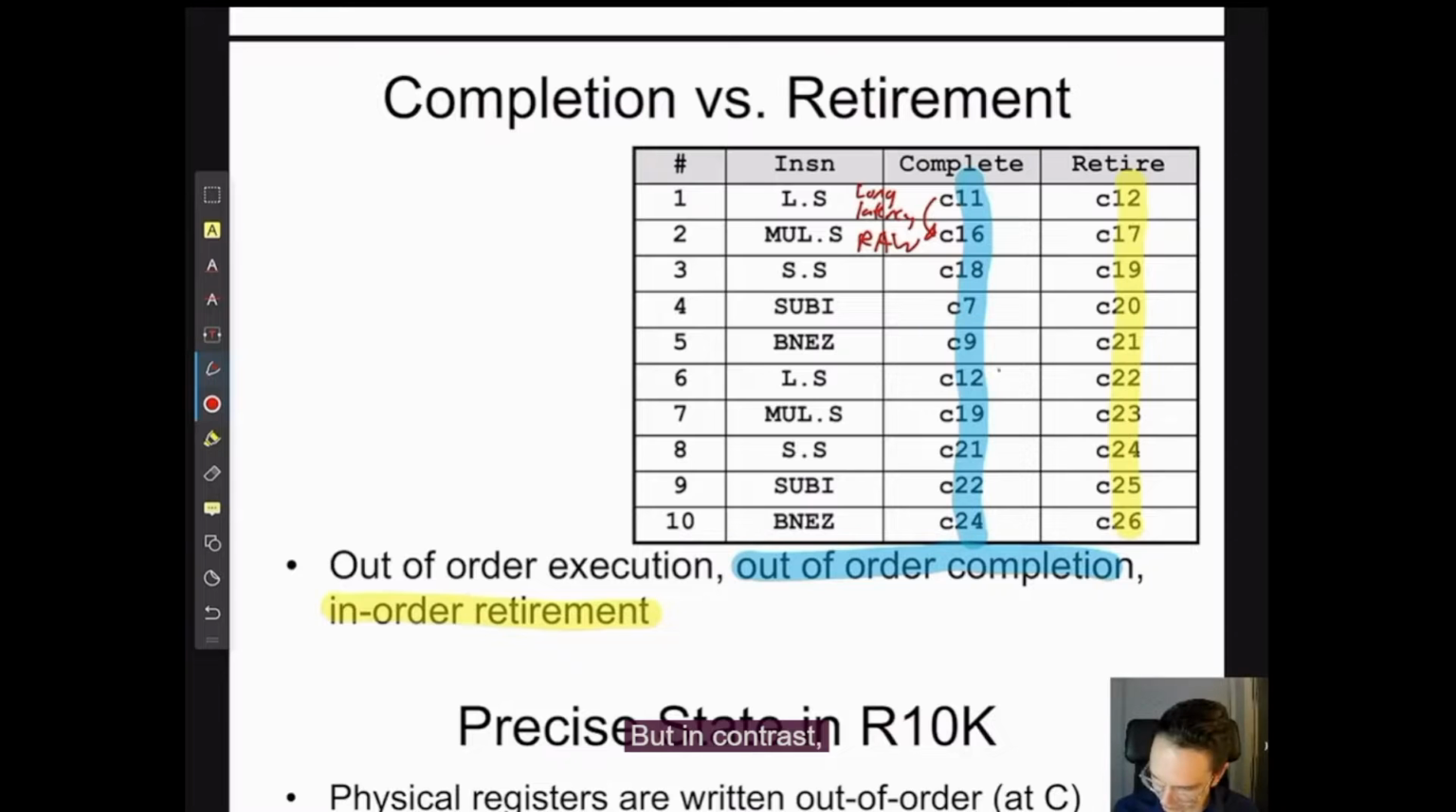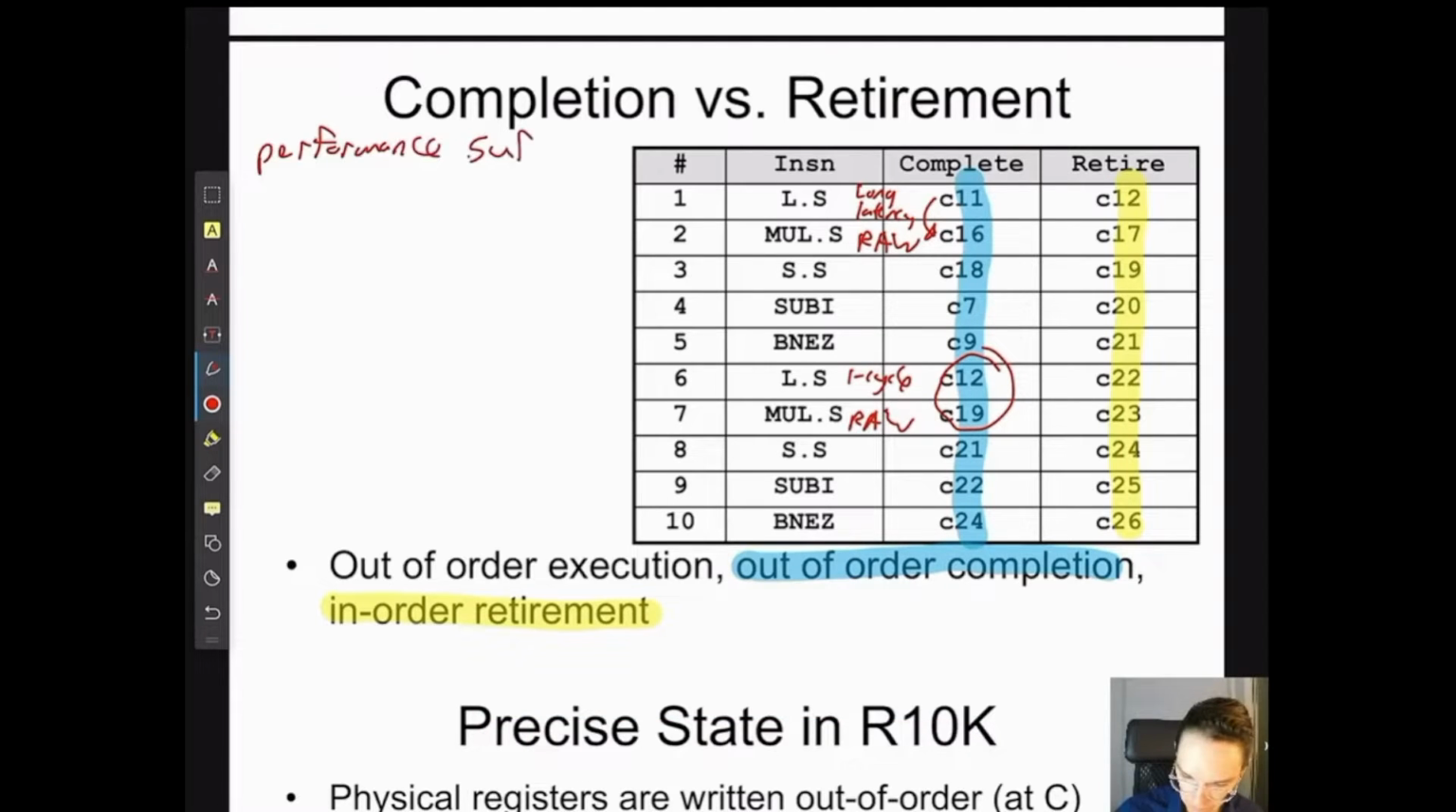But in contrast, we had a significant delay between this load and that multiply. This was only a 1-cycle read after write dependence, yet between cycle 12 and 19, there wasn't as much useful activity in the pipeline. So performance suffered here. Not because of the single cycle read after write dependence, but instead because there were not enough physical registers.